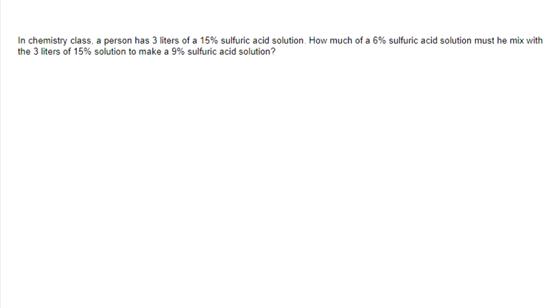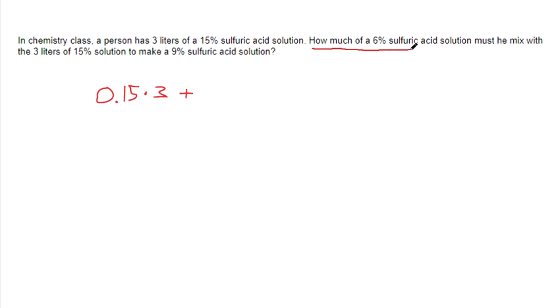So in a chemistry class, a person has 3 liters of a 15% sulfuric acid solution. We can find out how much sulfuric acid is in those 3 liters by multiplying by the decimal form of the percentage. That's how much sulfuric acid is in that first amount. Now this is the variable here.